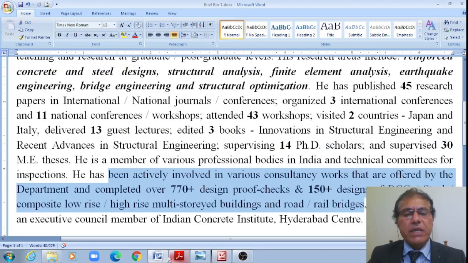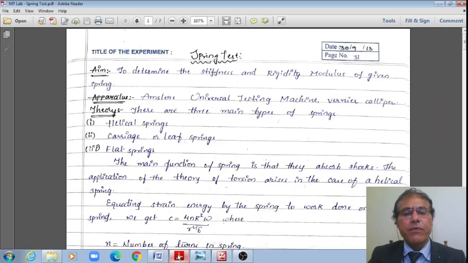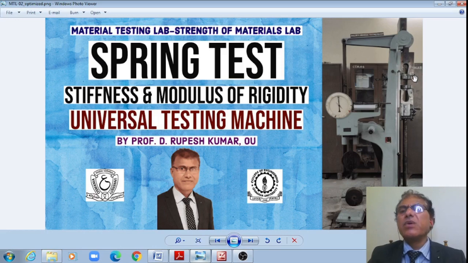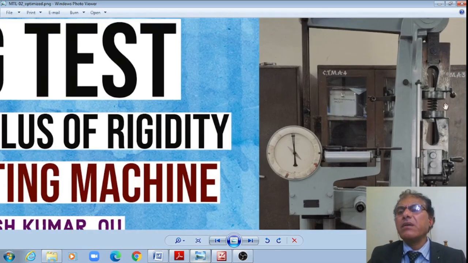Now, once you examine this brief profile, let us move to the spring test, wherein this is how I'll be conducting the spring test on a given close coiled helical spring.